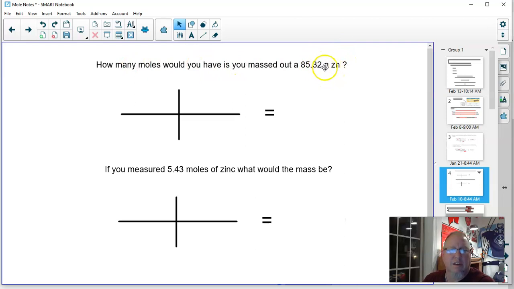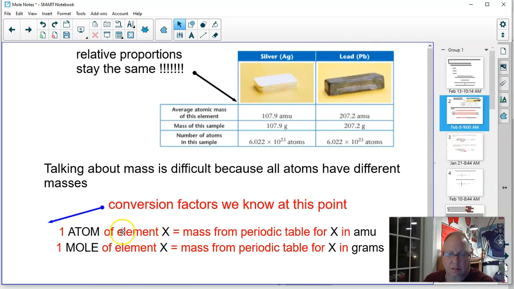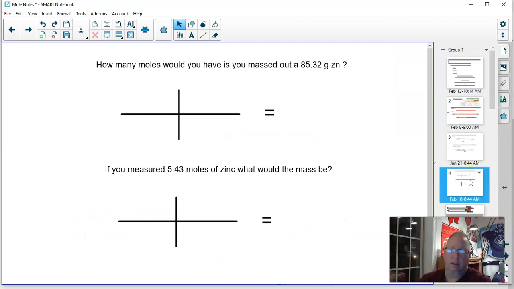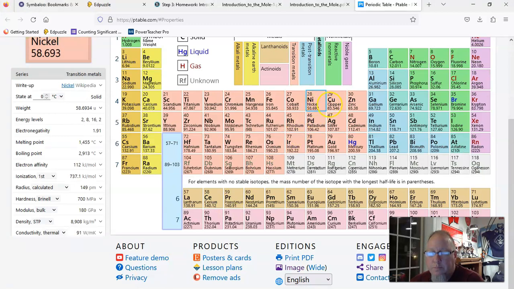So how many moles would you have if you have this? This is given in grams, which means I'm no longer using this first conversion factor, so I'm going to scoot that one off to the side. I'm now using this one. If I'm given a mass in grams, can I find moles? Oh, sure. It's just like the other problems that I was doing. So I'm going to write down what I was given in the problem, and that is 85.32 grams of zinc. I'm going to go to my handy dandy periodic table and look up zinc.